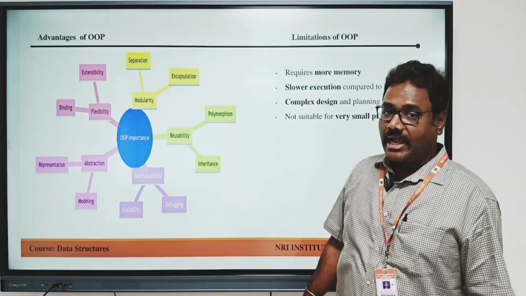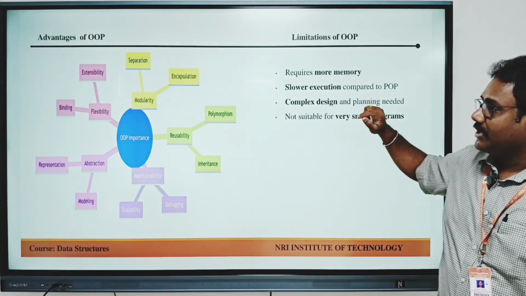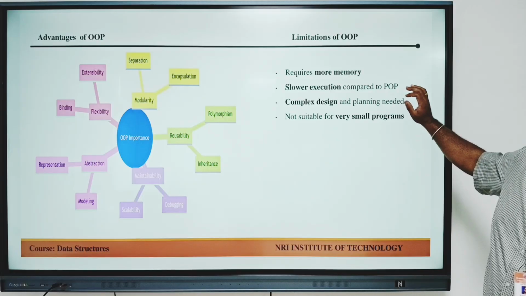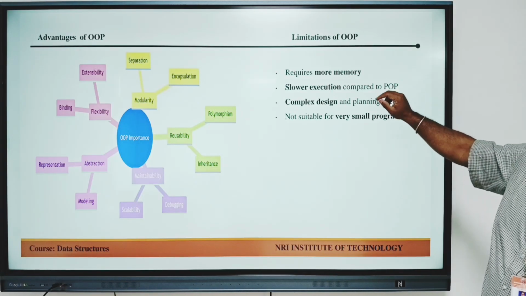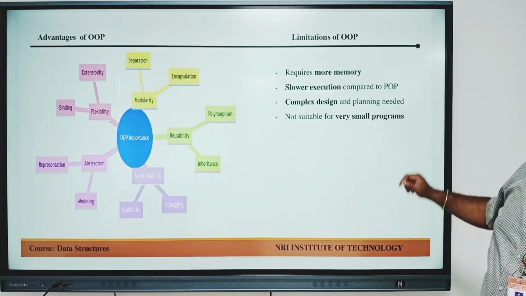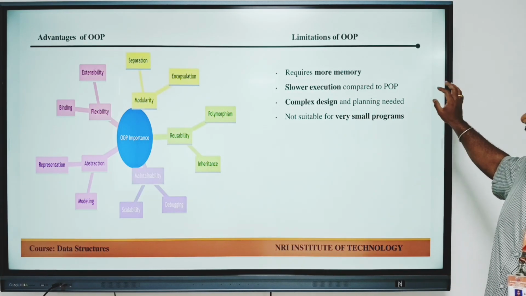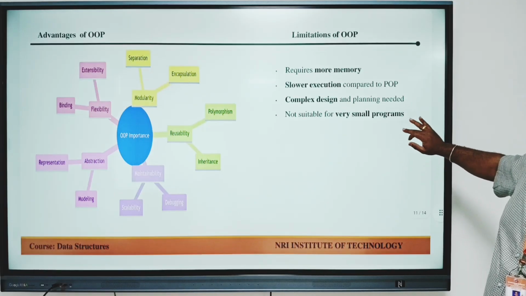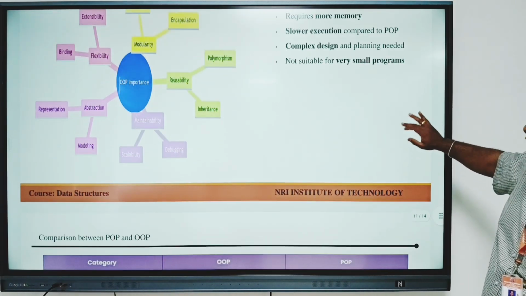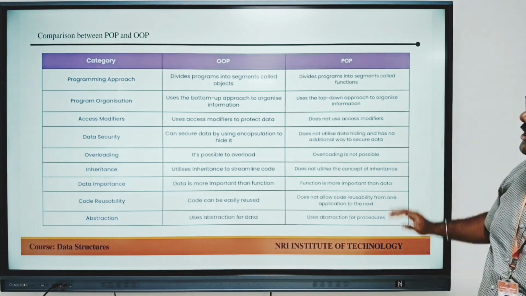So representation and modeling. Limitations of object-oriented programming: it requires more memory since you need to divide the concepts into classes. Slower execution when compared to procedure-oriented programming since it requires more memory. Complex design and planning is needed, and it is not suitable for small programs. Now, comparison between procedure-oriented programming and object-oriented programming.